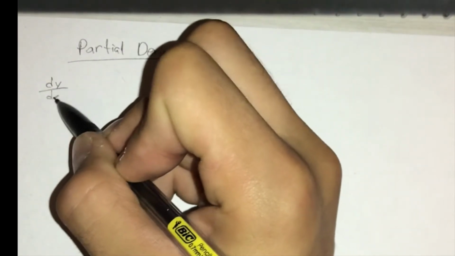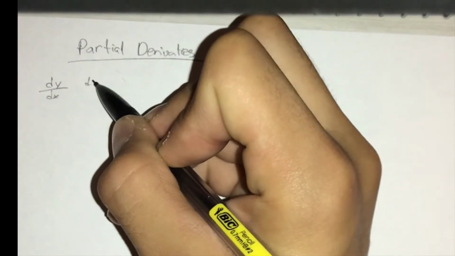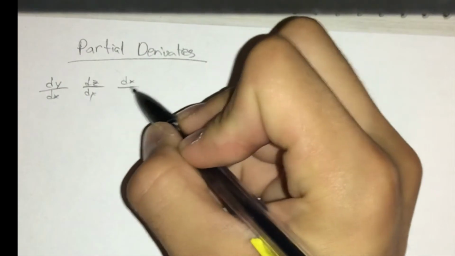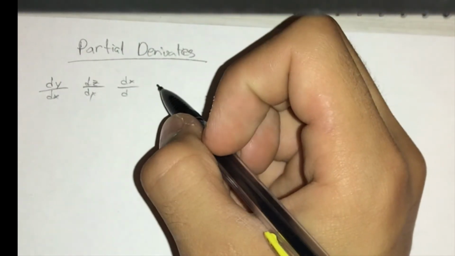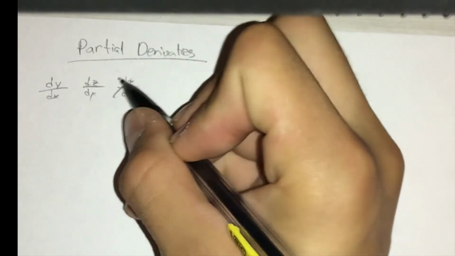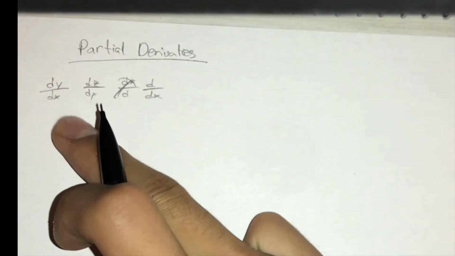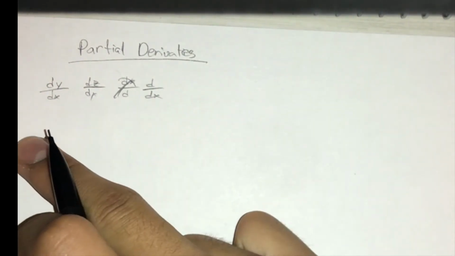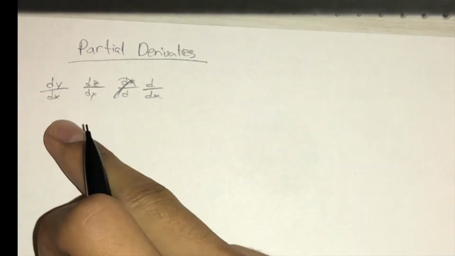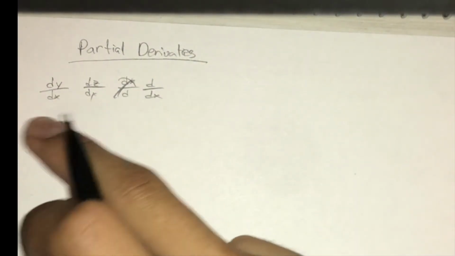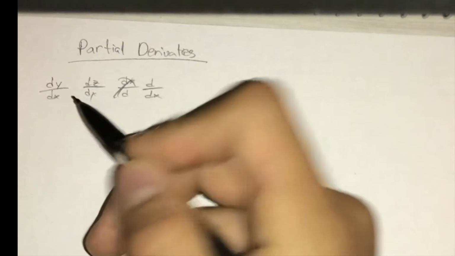something like dy over dx. You got dz over dy, dx over d, I think that's how it is. No, not that one. d over dx. Okay. So, where we got dy over dx. Okay. So basically, we're taking the function y and finding the derivative with respect to x.